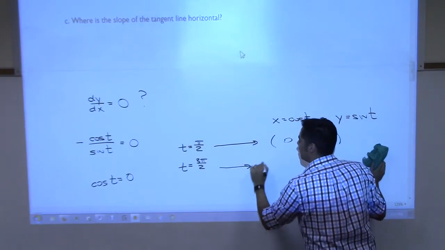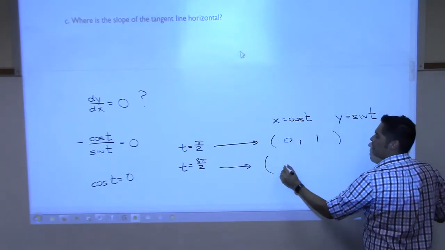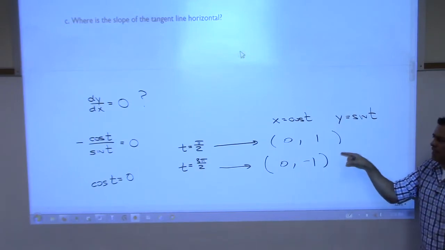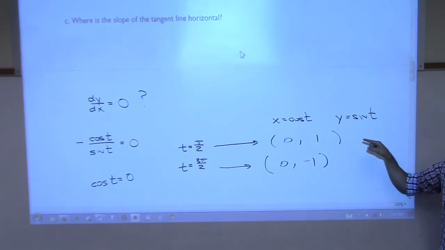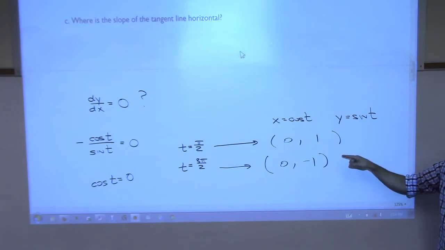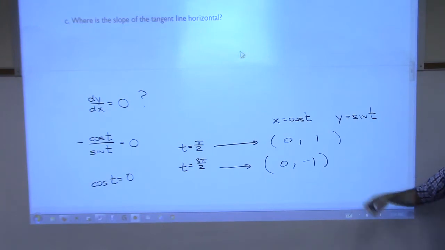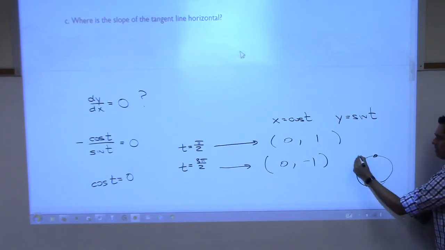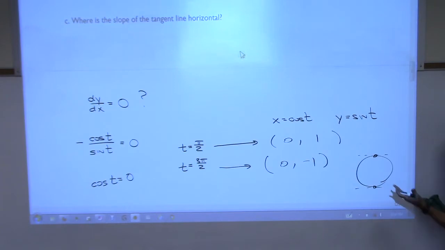And then here, if you plug in 3 pi over 2, it's 0 for cosine, and for sine you get negative 1. So these are the two places where we should have a tangent line that's 0, right? Horizontal. Does that match up to our unit circle picture? That's up here and here, right? Tangent lines 0? Yeah. Okay.